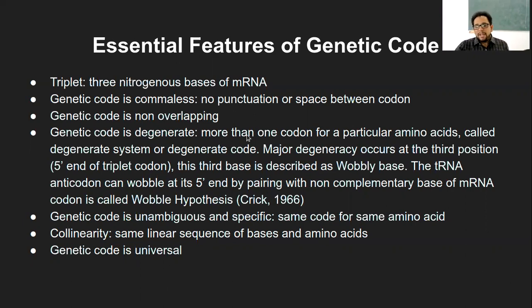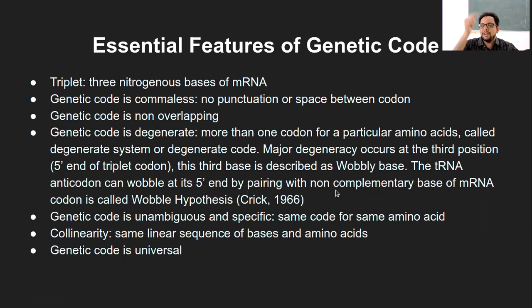Now, major degeneracy occurs at the 3rd position, which is the 3' end of the triplet codon of the genetic code, right? And this 3rd base is described as a wobbly base. Like I had mentioned it earlier, there is something called the wobble phenomenon or wobble hypothesis. So the tRNA anticodon can wobble at its 5' end, that is the last base pair in the sequence, by pairing with non-complementary bases.